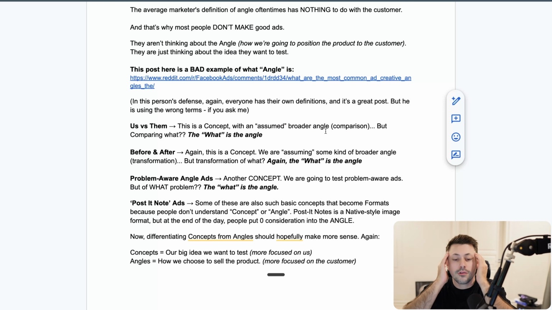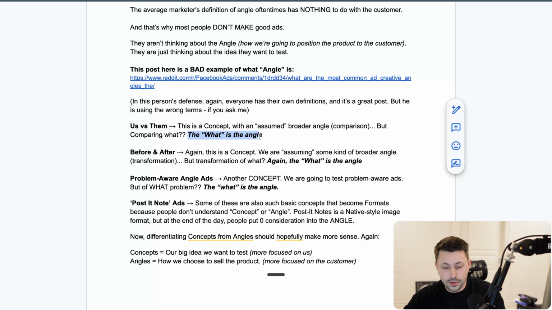But again, comparing what? The what is so much more important than us versus them, okay? You can make an us versus them ad and it can completely flop. And then in our instance, we've made us versus them ads that literally spend $20,000 a day. What is the difference? Well, it's obviously not us versus them. It's the what. It's what is in the ad. It's what are we comparing it to? What are we actually even comparing from our product, right? What are we saying? How are we saying it? The what is what matters most.